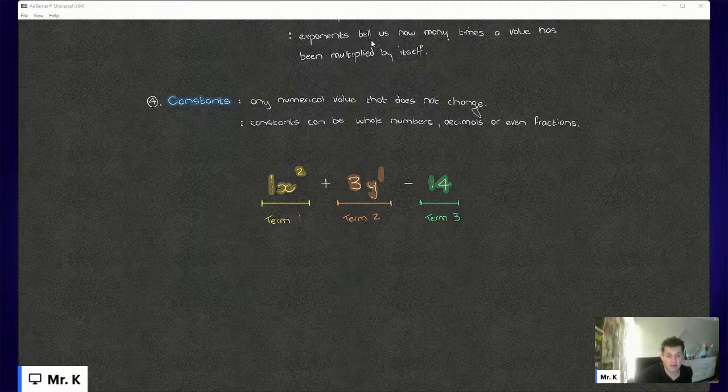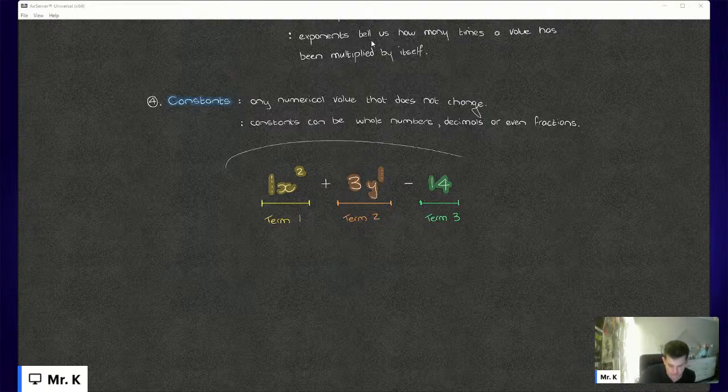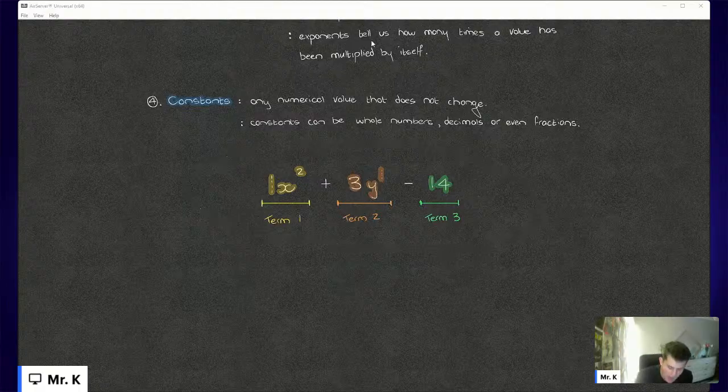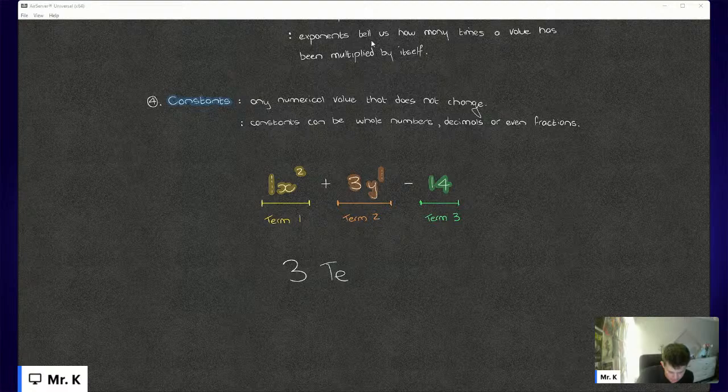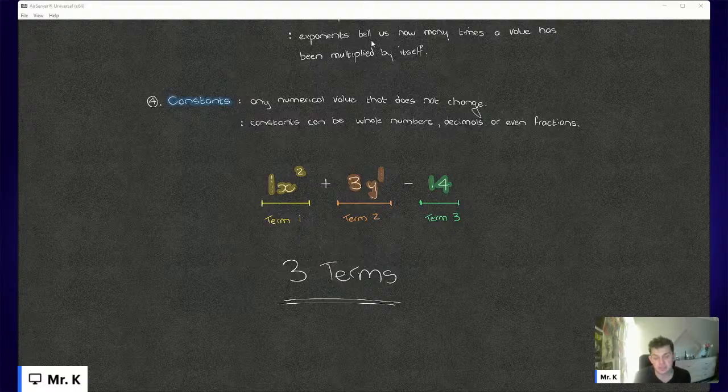They're not necessarily always labeled like this, but what you do need to understand is that if I look at this math sentence, I must be able to tell my teacher that I have a total of three terms, right? I don't need to label them individually, but I have to be able to count these separate groups of information.